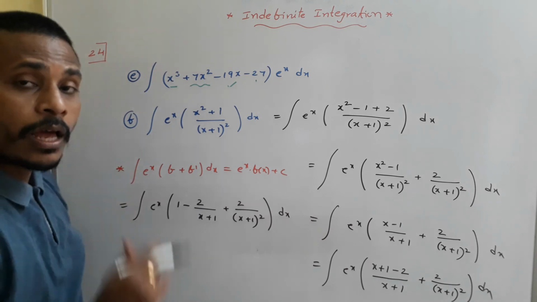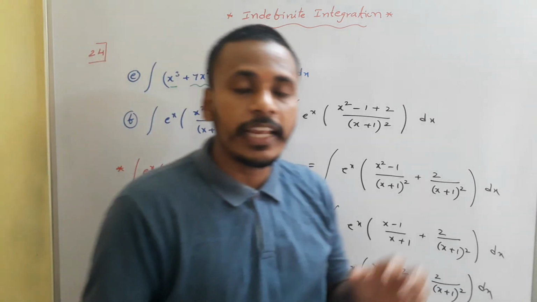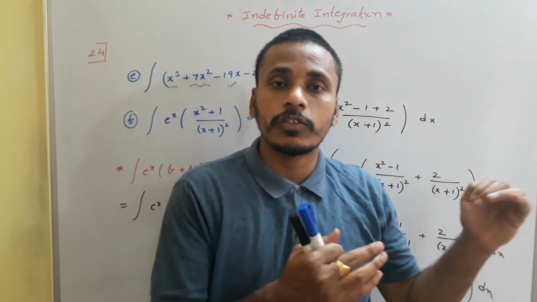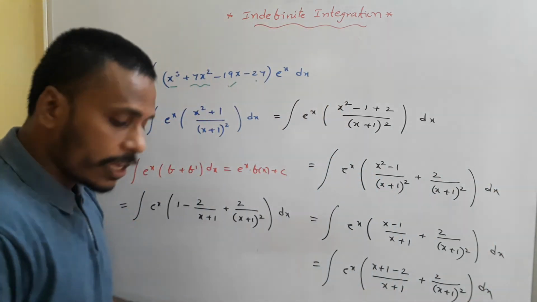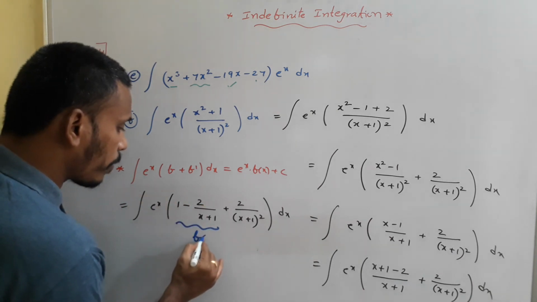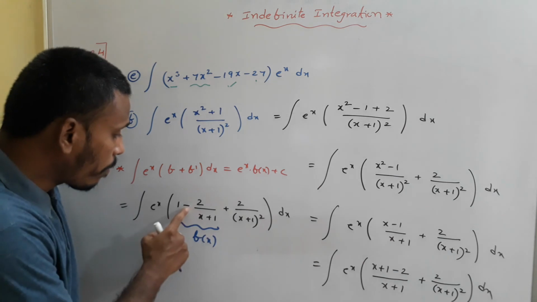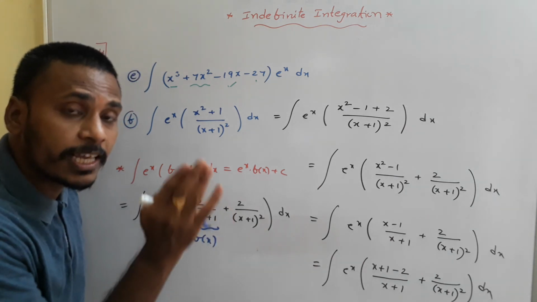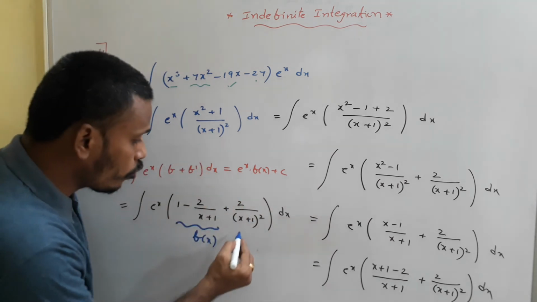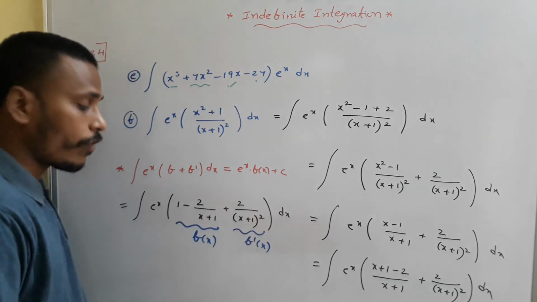Okay. Now observe carefully. As we know, the derivative of 1/x is −1/x². The derivative of 1/something is −1/something squared. With that idea, take this part as some f(x). What is its derivative? For 1, the derivative is 0. For −2/(x + 1), since −2 is a constant, keep it out, and the derivative of 1/(x + 1) is −1/(x + 1)², so along with the −2 this becomes f′(x). Now this is f(x) and this is f′(x), along with e^x.